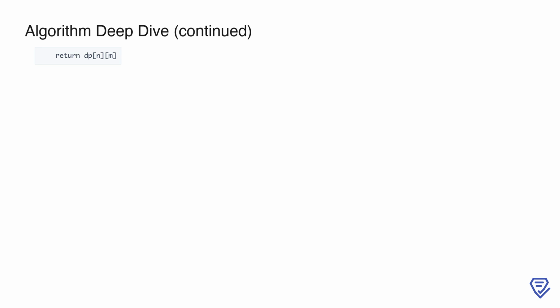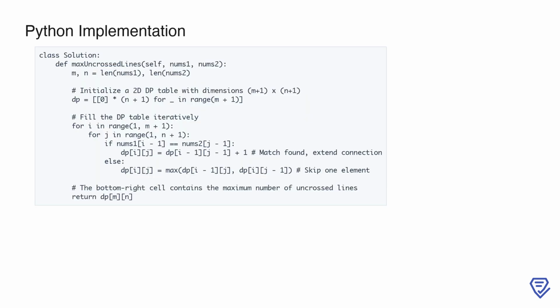This completes the implementation of the algorithm, providing an efficient solution to the problem of finding the maximum number of non-crossing connections. This implementation solves the uncrossed lines problem using a dynamic programming (DP) approach. The problem is a variation of the longest common subsequence (LCS) problem. Here's how the solution works.